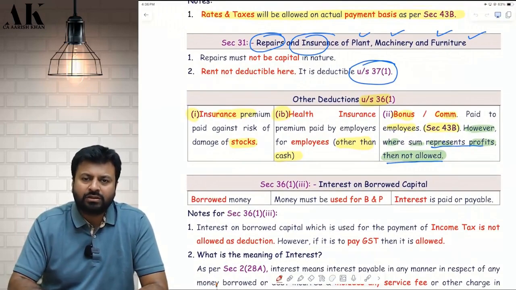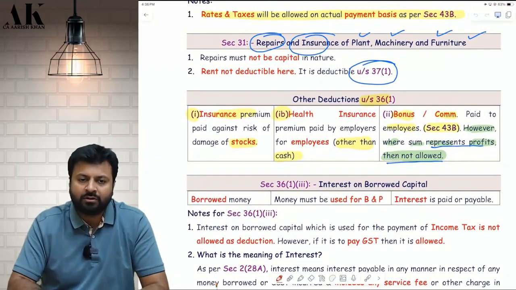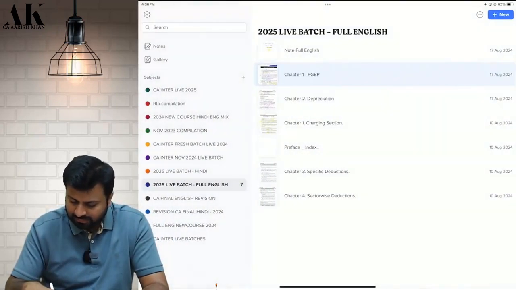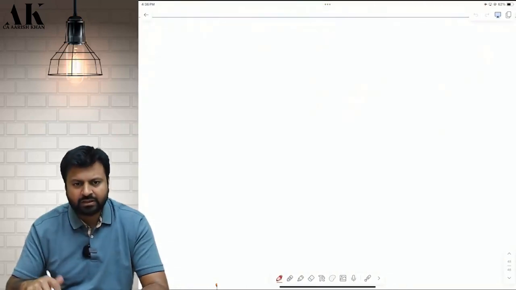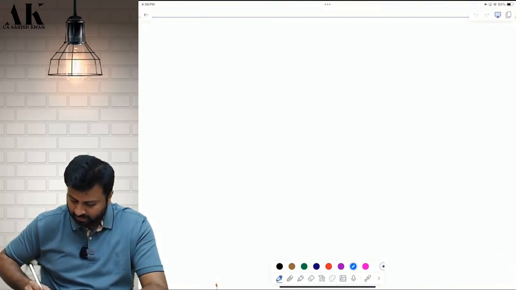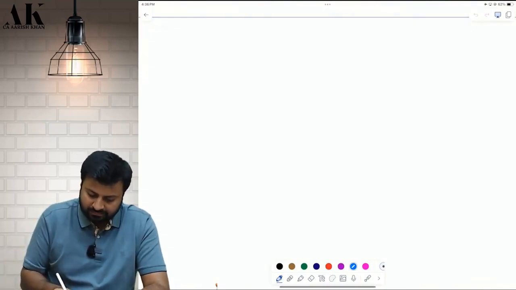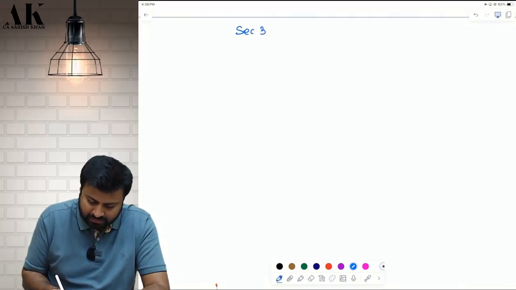Now we are moving ahead to something bigger, which is very, very important for exam also. And which is one of the most important deductions in practical life also. Without this deduction, nobody can do business. A business in India is impossible without this deduction. And I am talking about interest on loan, which is given under section 36, subsection 1, clause 3.